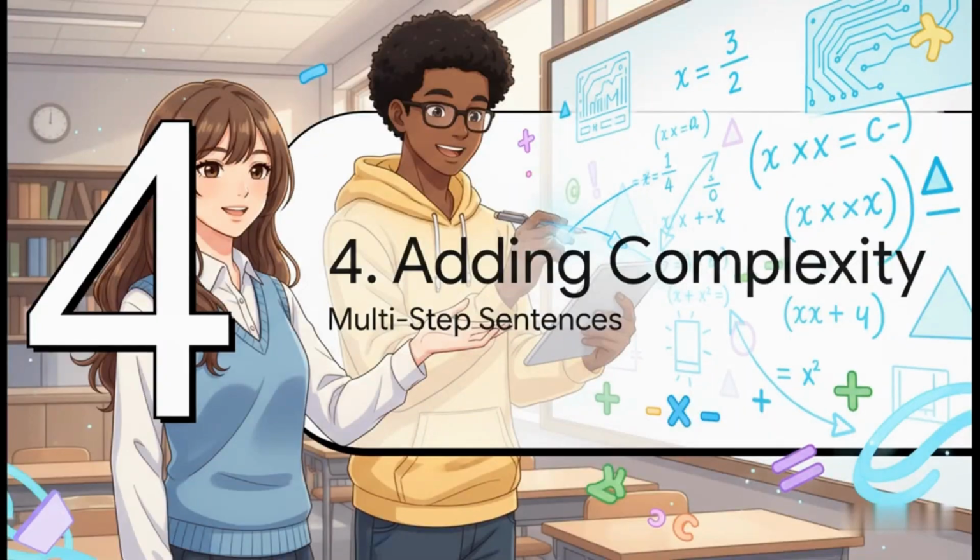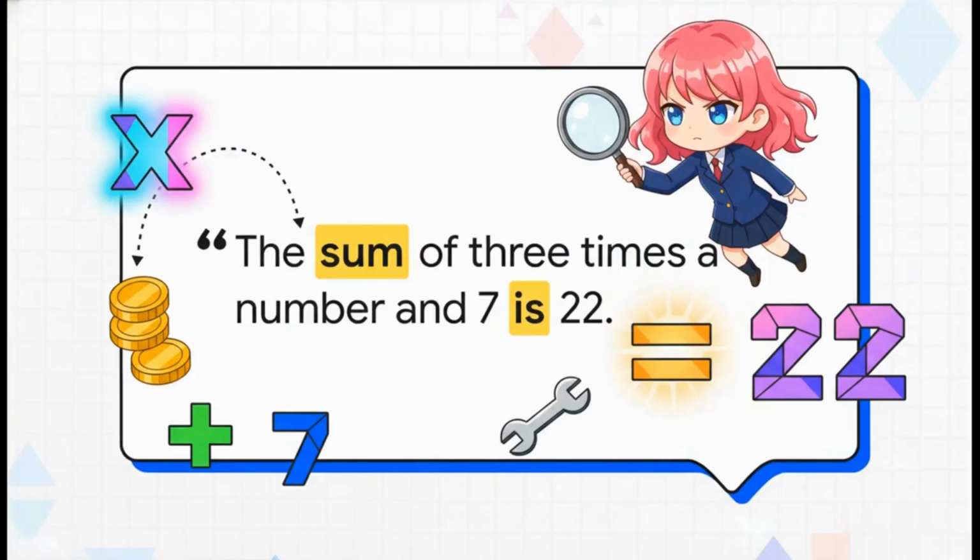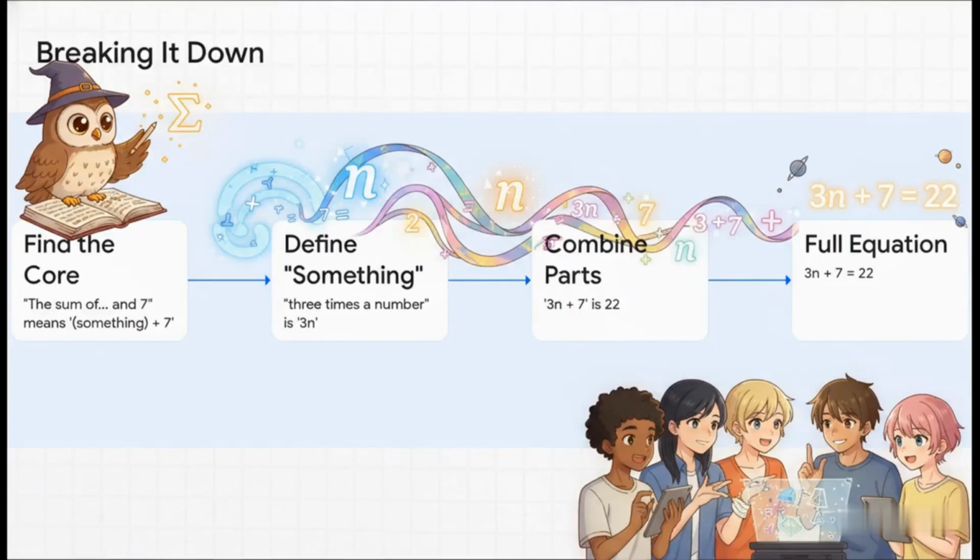Okay, so we've pretty much mastered basic sentences. It's time to level up. Let's tackle sentences that have a little more complexity, the ones with more than one instruction packed inside. Take a look at this one. The sum of 3 times a number and 7 is 22. Now this sounds way more complicated, but really, it's just a couple of our simple phrases that have been linked together. Don't panic. We just need to find the main idea. So the core of this sentence is the sum of and 7. That tells us the main event is addition. We're adding some stuff to 7.